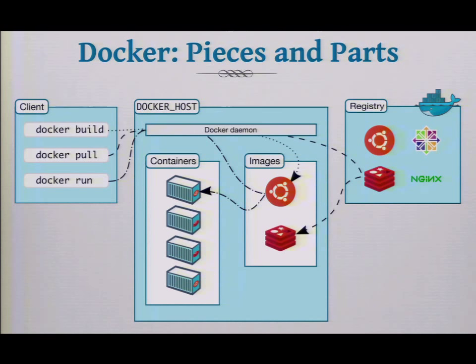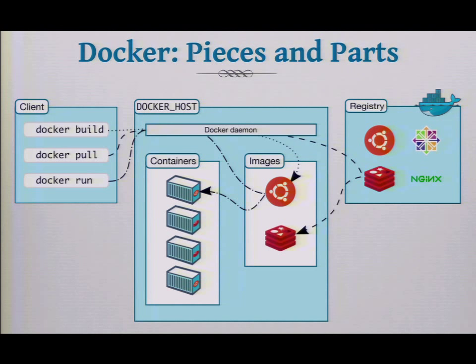So the image is kind of a read-only template of the container, and then you can instantiate as many containers as you want based on that image. So you may have 4 or 5 or 6 or 200 containers all based on that one Ubuntu image in this example. Does that make sense?